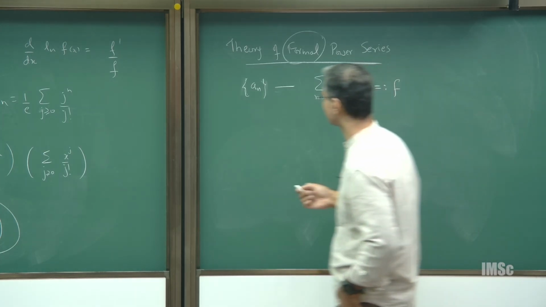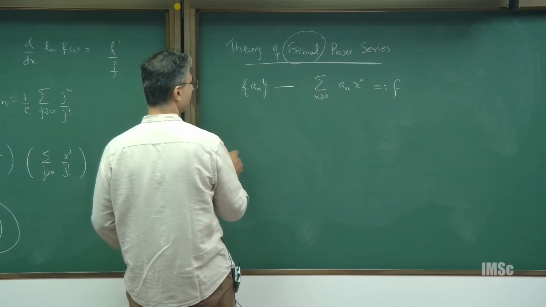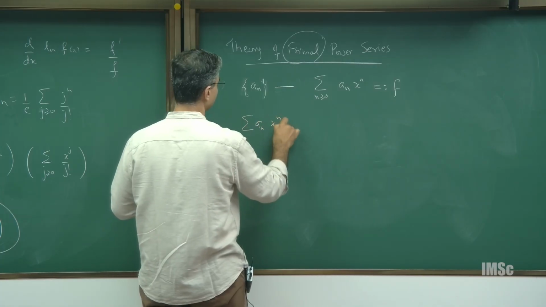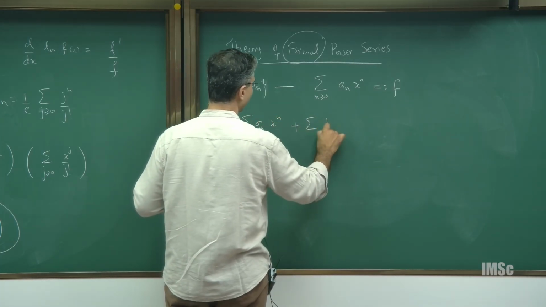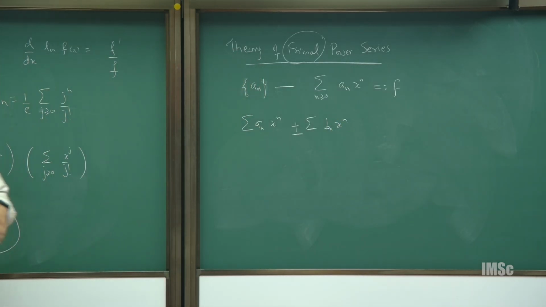So if you have two such series, you can clearly add and subtract them, right? They are two formal power series, their sum and difference is well defined, right?